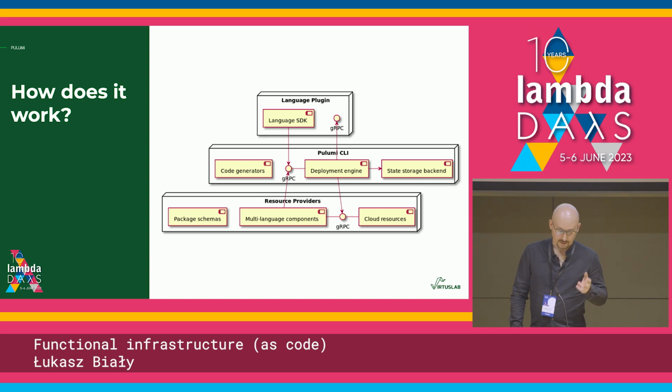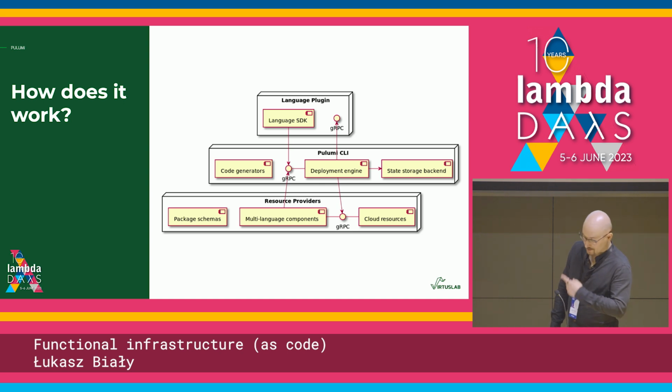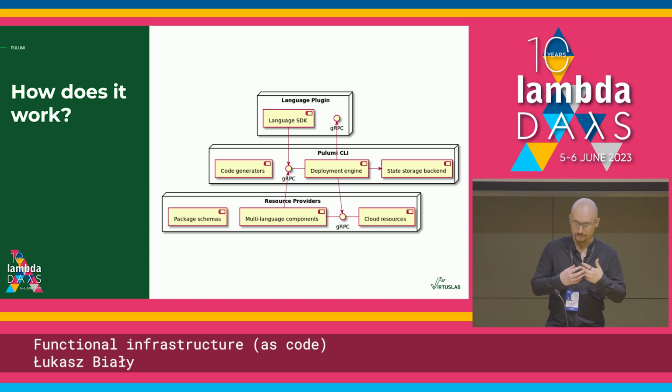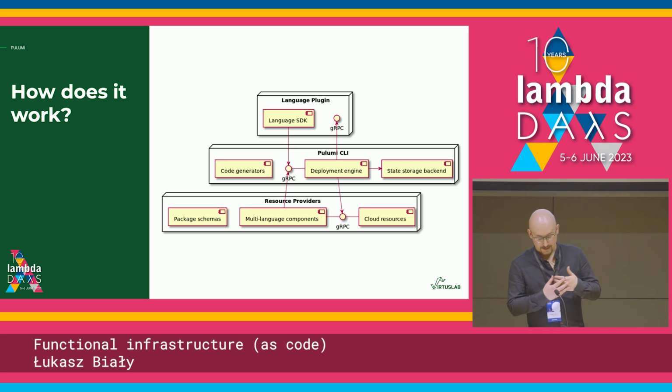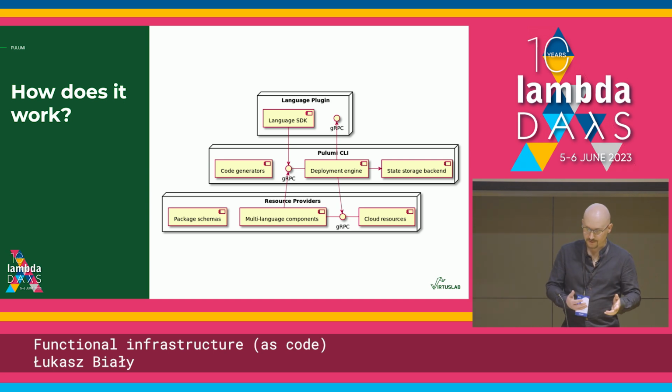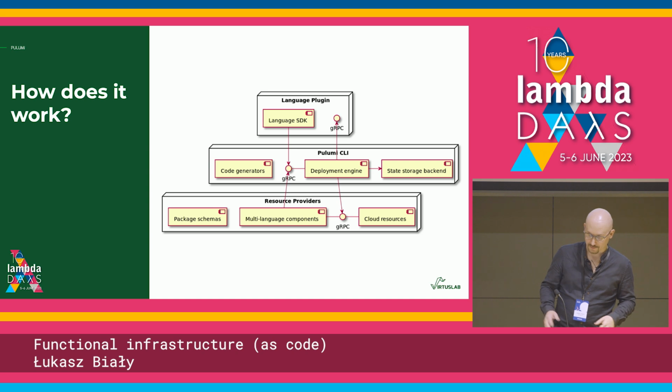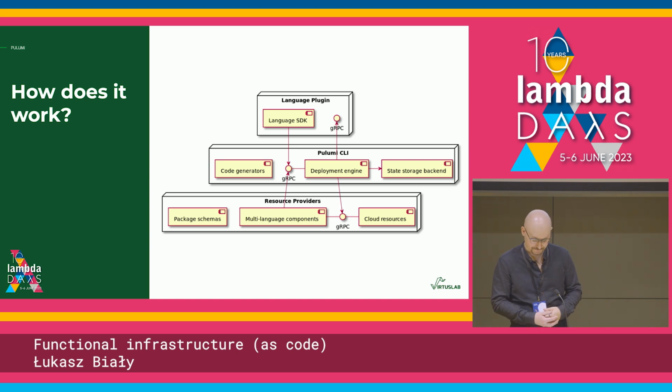How does Pulumi work with multiple providers that have different APIs? They do the same thing as Terraform, basically. They have schemas, pictured here as package schemas, and they have code generators. Code generators take those package schemas and output full-blown libraries that have all the resources and functions that you can call in the APIs of the cloud providers. And not only cloud providers, you can manage whatever you want.